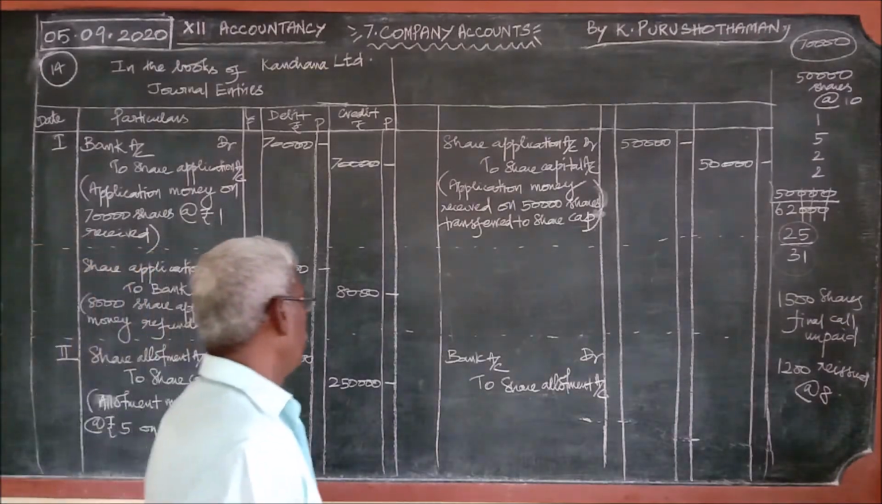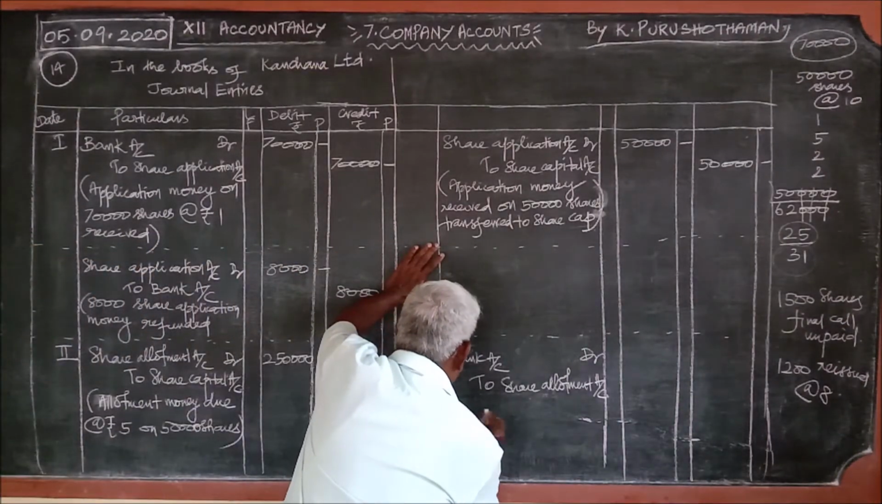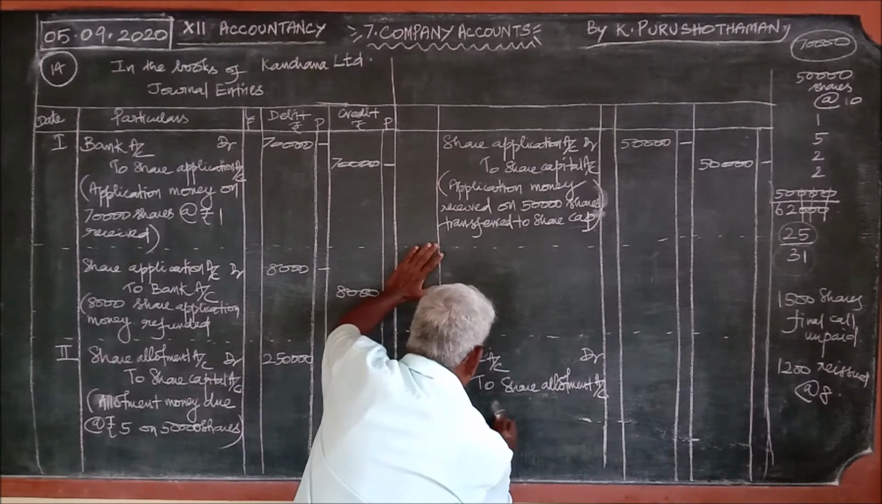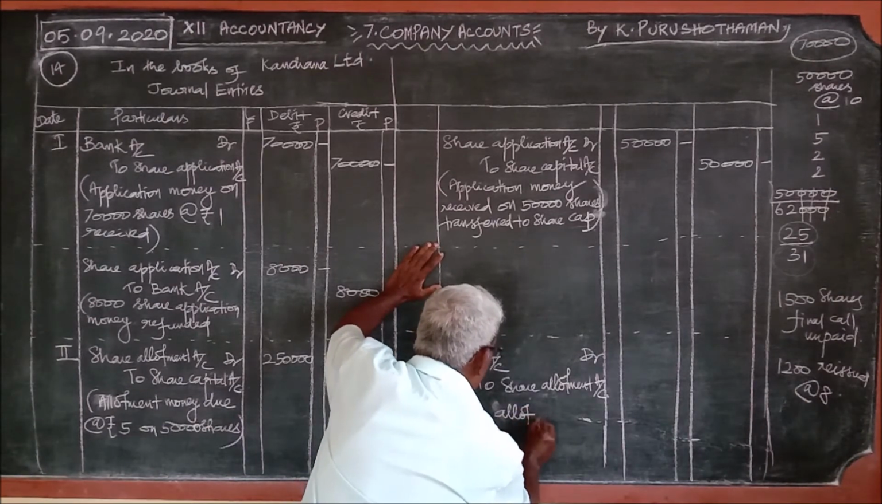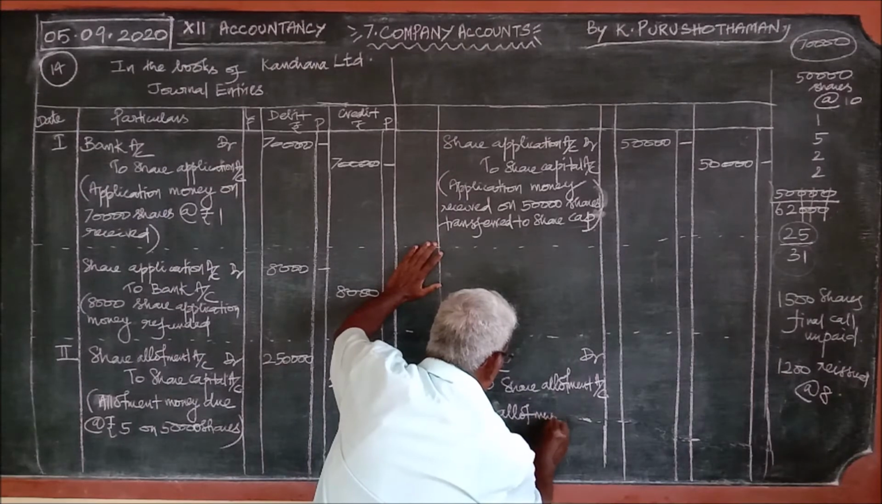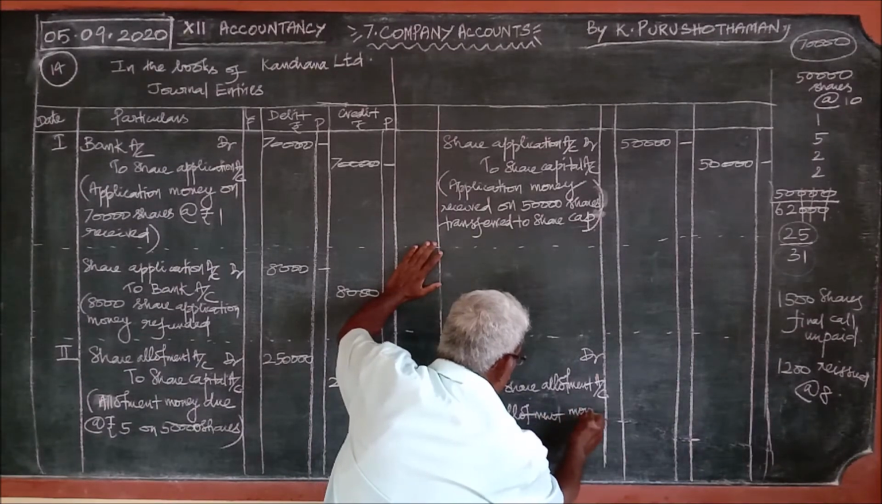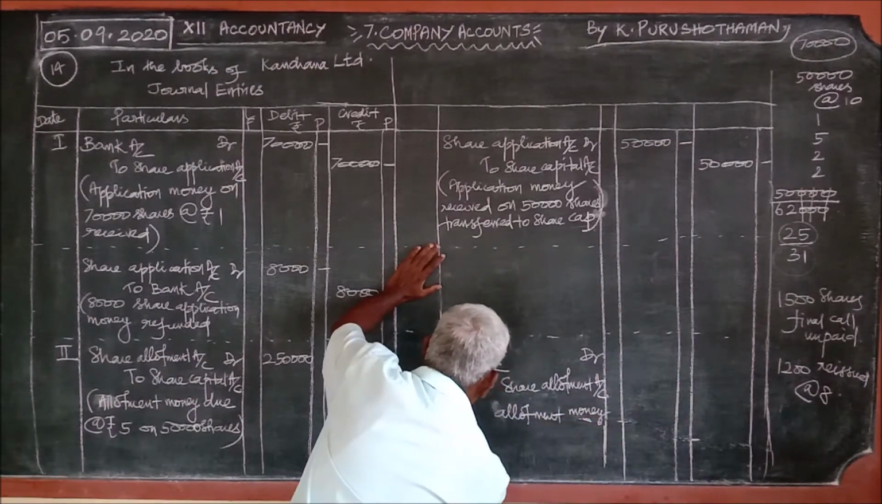Here, what you will write: allotment money received.